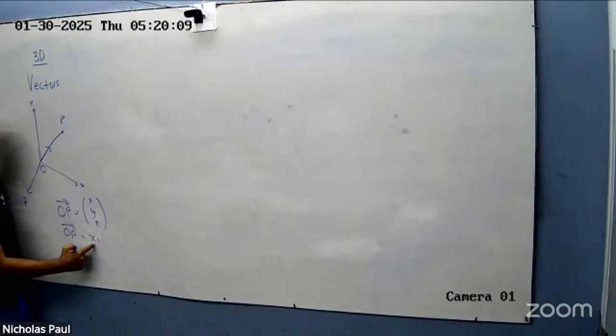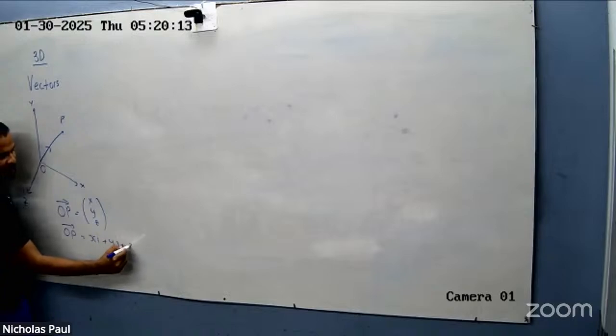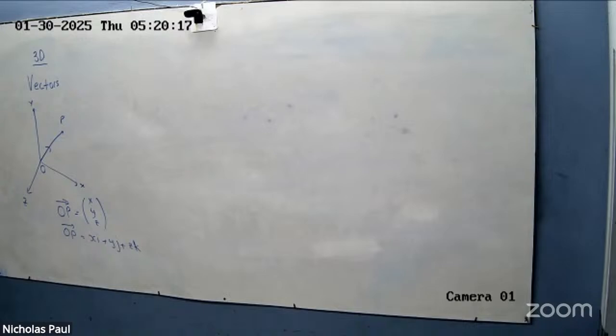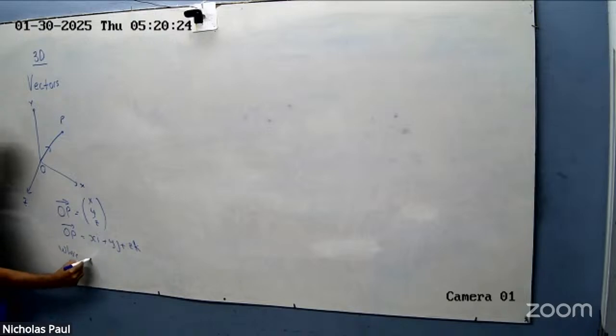Xi plus Yj plus Zk. Anybody remember what I, J, and K are?